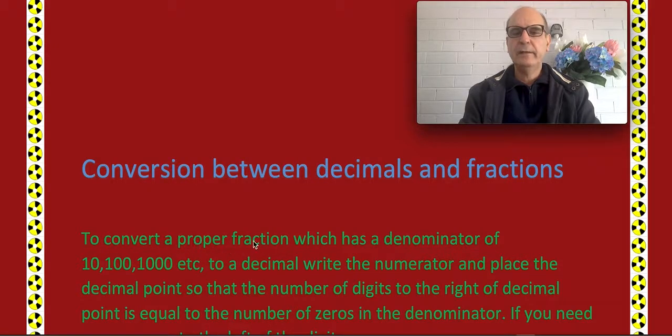To convert a proper fraction which has a denominator of 10, 100, 1000, etc. So assume that your denominator is a power of 10. A power of 10 means digit 1 followed by zeros, different numbers of zeros. So 10, 100, 1000. What we are discussing at the moment is a type of fraction which has a denominator of this form.